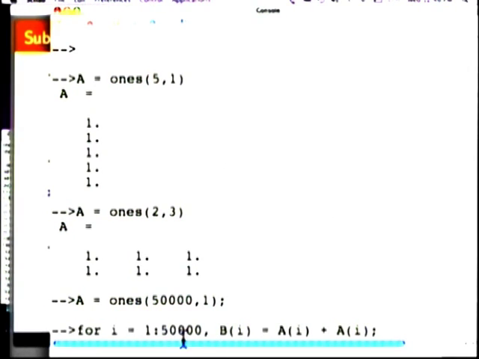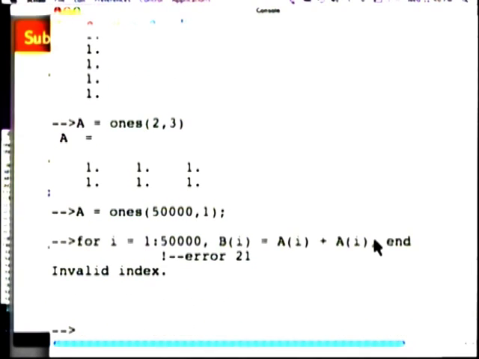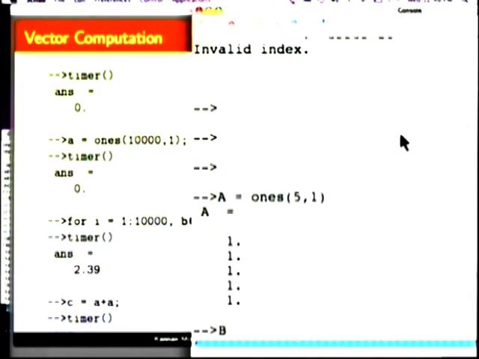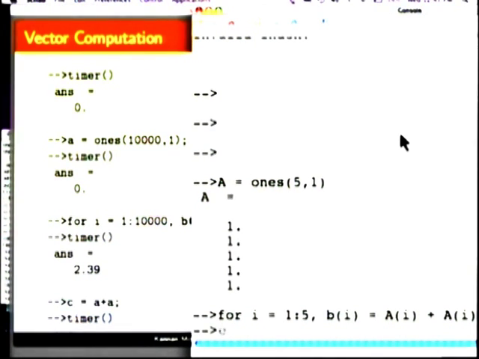B equals this. Let's see whether this will work. Okay, it didn't like it. Okay, let's do it for a smaller one: A is ones of 5 comma 1, B equals, for I equals 1 through 5, B of I equals A of I plus A of I. End. Okay.